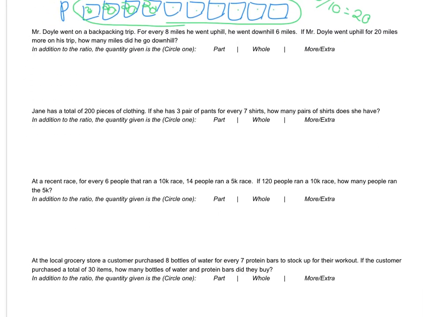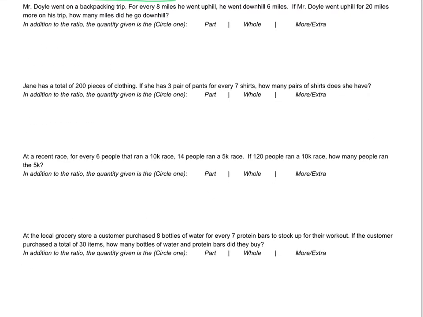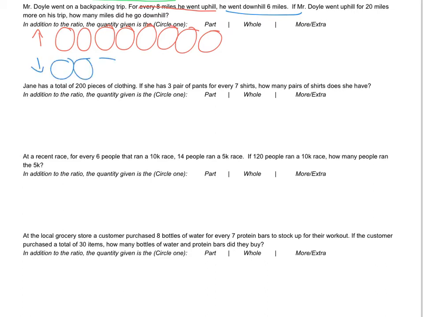So the next one: Mr. Doyle went on a backpacking trip. For every 8 miles he went uphill, he went downhill 6 miles. So that's a ratio right there. Uphill, we can do 8. Some people like to use circles, some people like to use squares, it doesn't really matter. For every 6 miles downhill, we'd have 6. Okay, so there's our ratio, 8 to 6.